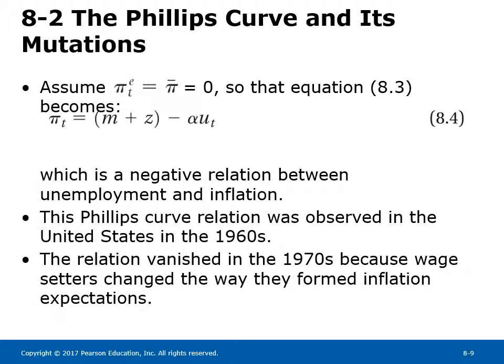8-2 The Phillips curve and its mutations. Assume pi^e_t equals pi bar equals 0, so that equation 8.3 becomes equation 8.4: pi_t equals m plus z minus alpha u_t, which is a negative relation between unemployment and inflation. This Phillips curve relation was observed in the United States in the 1960s. The relation vanished in the 1970s because wage setters changed the way they formed inflation expectations.